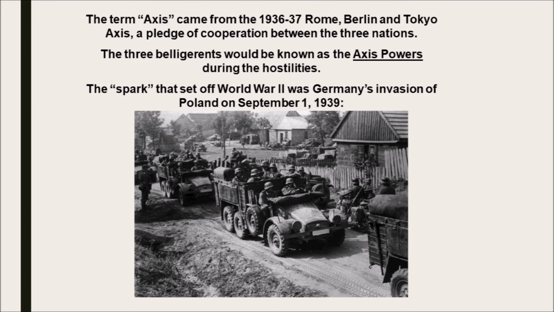So now remember, Japan was on the side of the Allies in the First World War. They weren't one of the biggest players, and they weren't really committing a lot of troops. But okay, so the term Axis comes from an agreement, this pledge of cooperation. It's called the Rome, Berlin, and Tokyo Axis. It's a pledge of cooperation between these three nations. They're allied with each other. They are working together, and so on. So once the war starts, these three are going to be known collectively as the Axis powers.